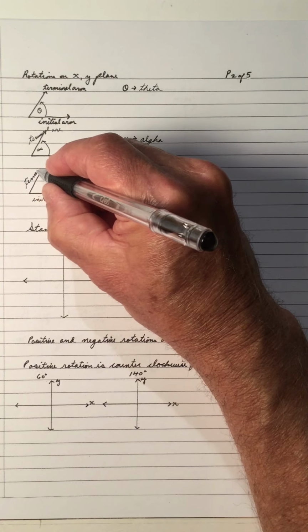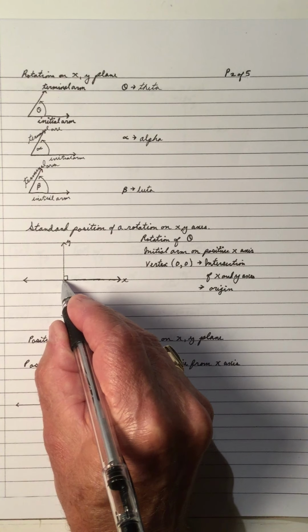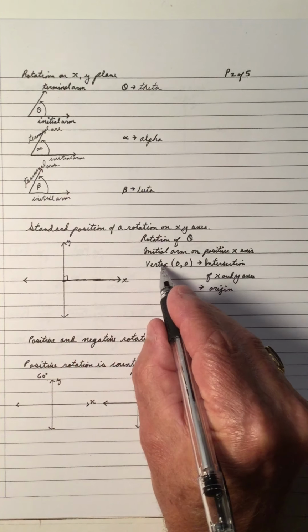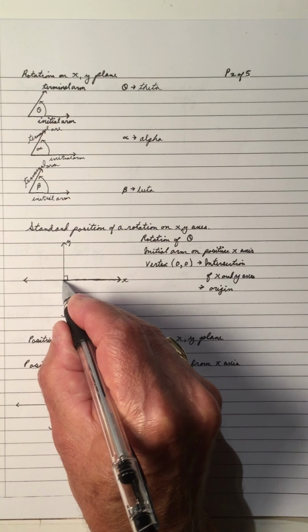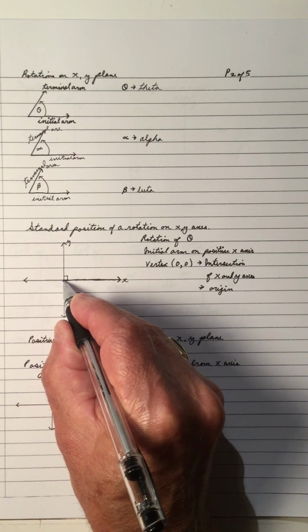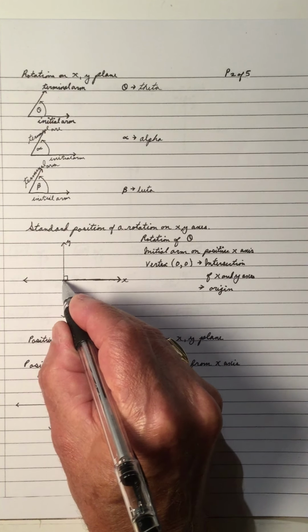When we say standard position, the initial arm is always moving out from the vertex 0, 0. The intersection of the xy axes is the vertex 0, 0, or we call it the origin. So it moves out from the intersection of the axes. That's the initial arm, and that's where the rotations will start from all the time when we say in standard position.